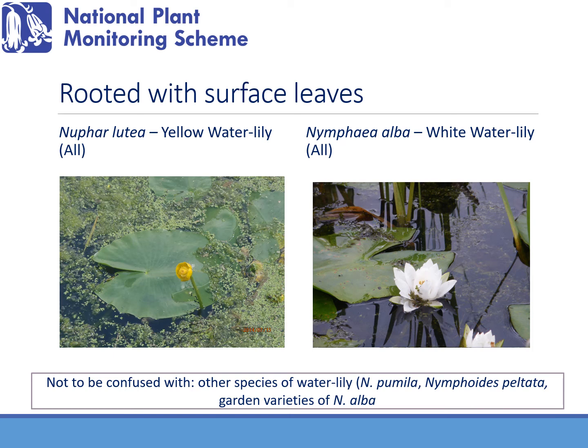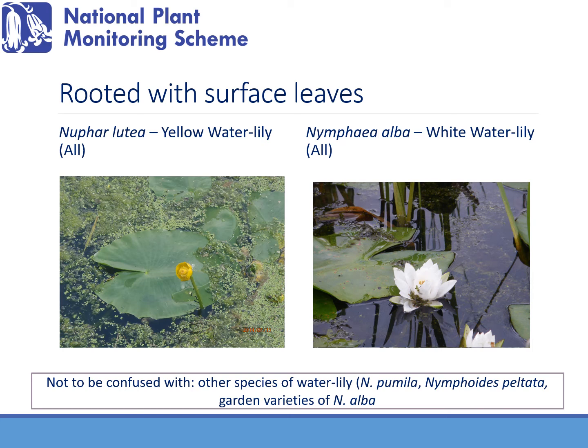But unless you're operating in bits of Scotland or Shropshire, you probably won't come across Nuphar pumila or its hybrid. In terms of white water lily, just be aware that quite often a lot of garden variants are Nymphaea alba species but have been bred for garden ponds with different flower colours, so sometimes you can come across those as garden escapes.